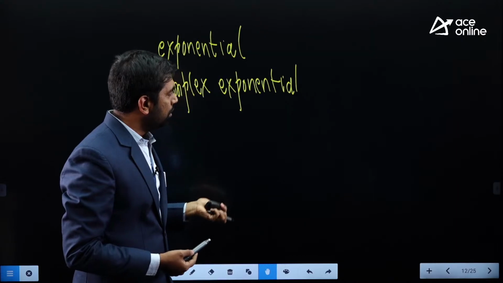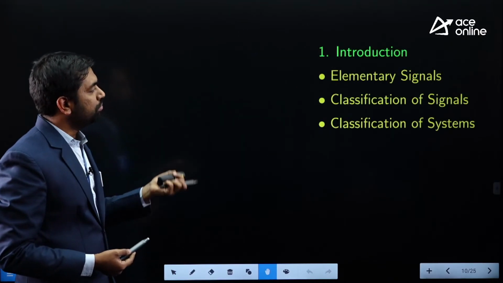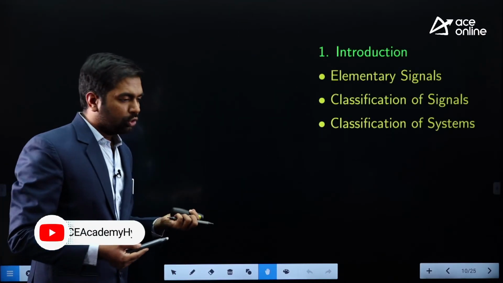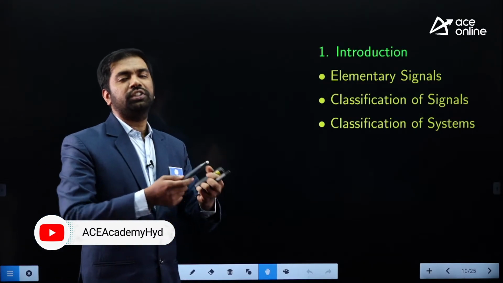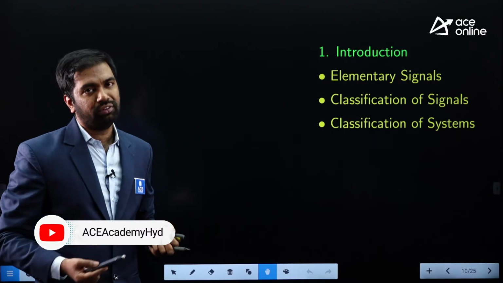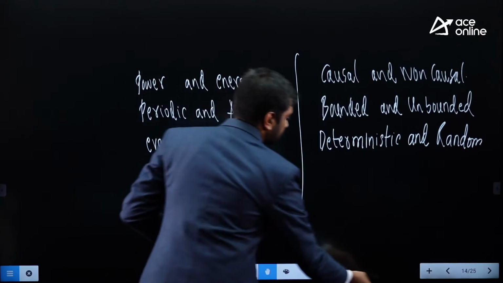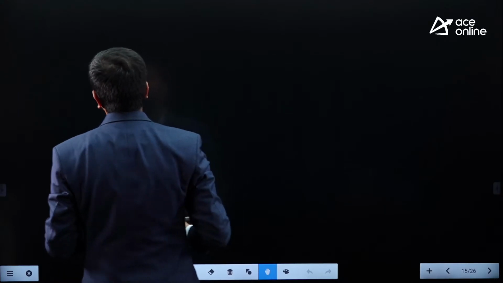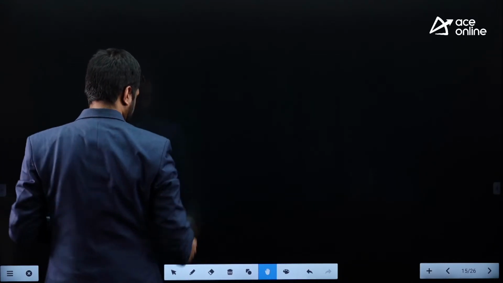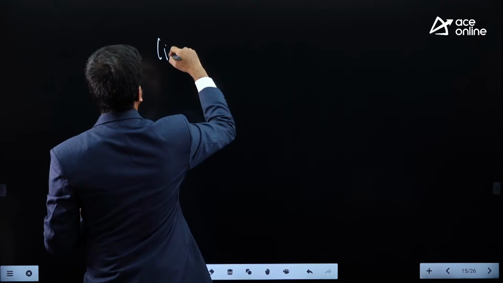What next? We are going to discuss classification of systems. So first we will learn what is a system and how are systems classified. I'll just show you the classification of systems here. They are classified as follows: linear and non-linear.